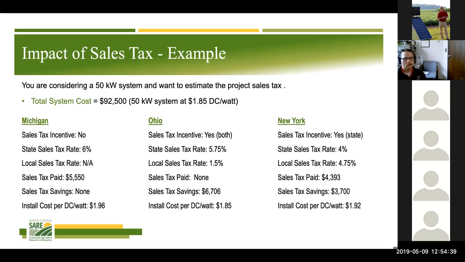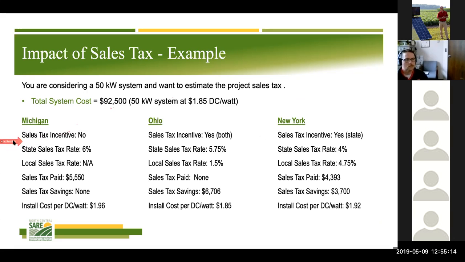So I want to look at an example as it relates to the impact of sales tax, and we're going to look at it from a couple different perspectives. Now, one of the things that we are fortunate of here in Ohio is we do have an incentive for sales tax. I want to put together this scenario. We're going to focus on a 50 kilowatt system. We're going to assume an installation cost of $1.85 per DC watt, and work from that to look at what the impact of sales tax would be.